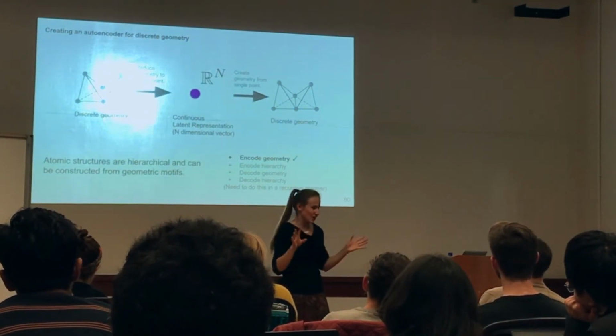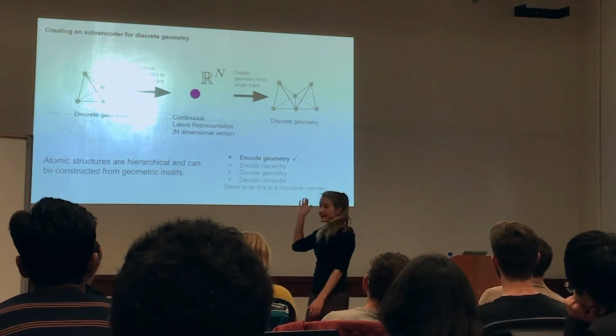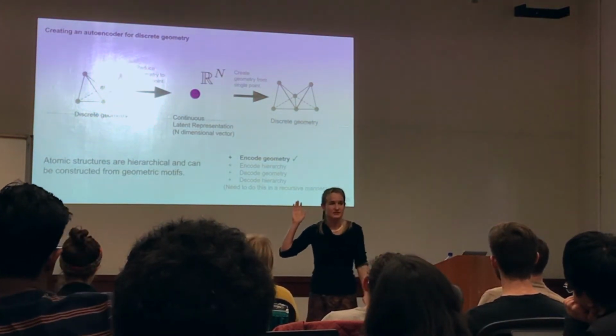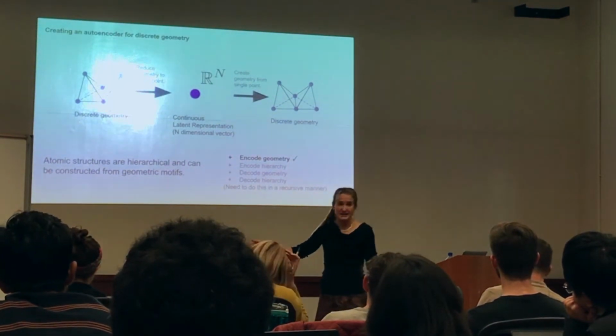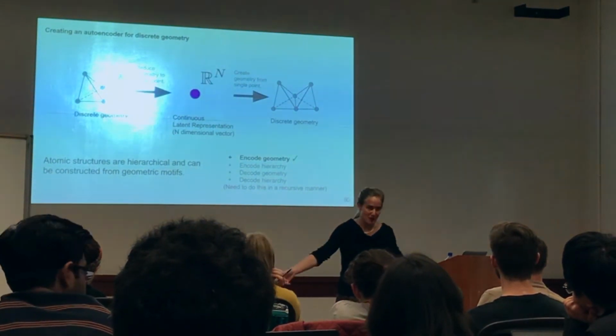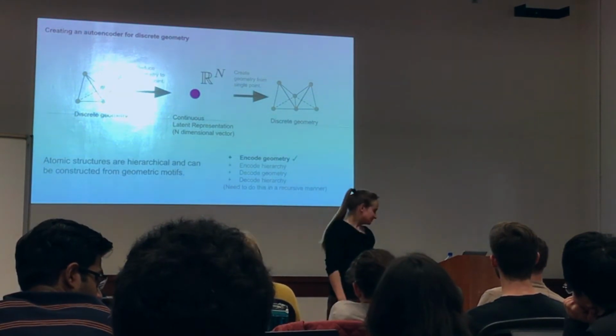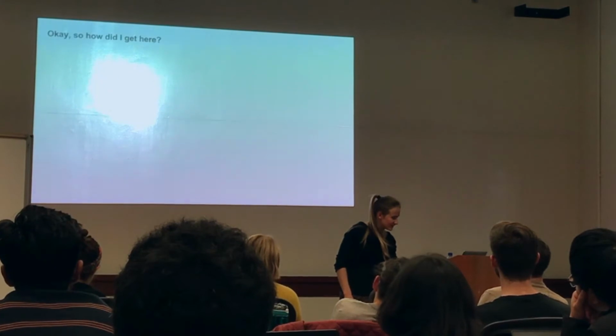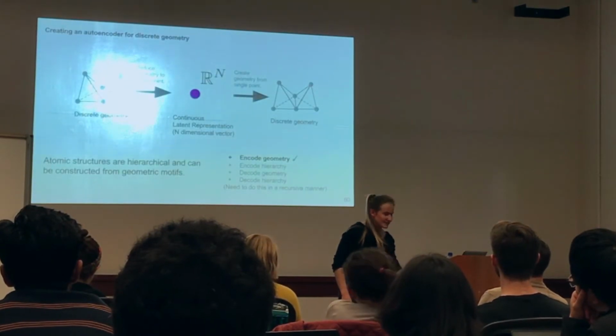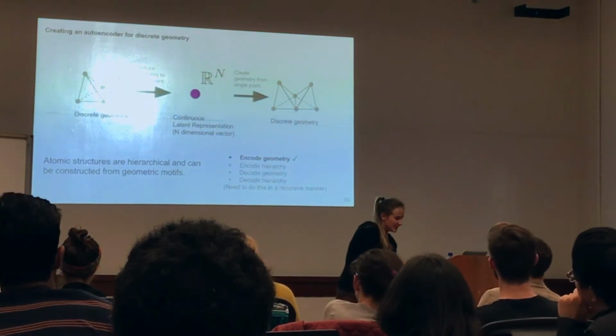So this is my current approach. We now know how to encode geometry because we can use these tensor field networks that I talked about, but there's still a lot to do for how we start encoding hierarchy. I have some ideas, but it's all work in progress. So this is what I'm up to, and I think that's all for my talk. That's the research version of what I'm up to.